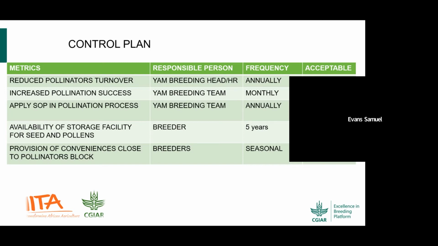And then, of course, it has to be 100% on ground before it can be fully utilized. And then provision of conveniences around the pollination block. The breeders will be responsible for this. And this may be seasonal, like when that field is no longer in use, it can be taken out to another plot. Then we hope to see this also being there 100% for it to be functional.